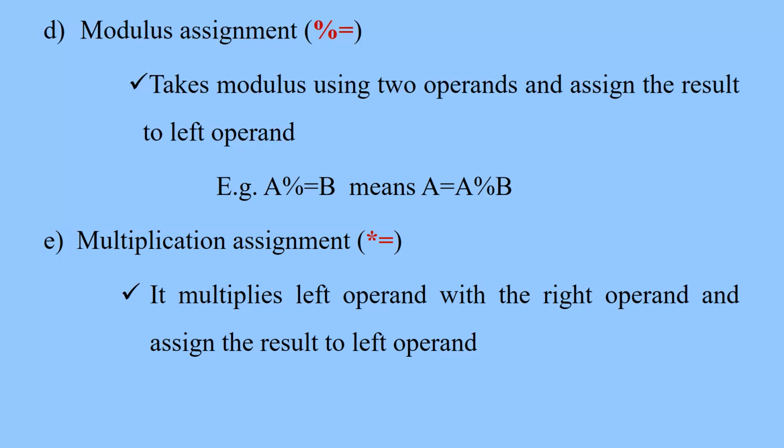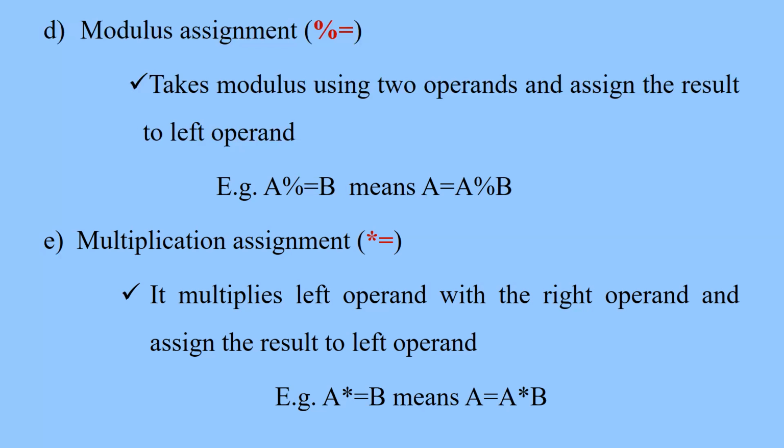Multiplication assignment means multiply the content of memory location represented on the left side with the content of the memory location represented on the right side. Then the results you are going to get, assign them back to the memory location represented on the left.